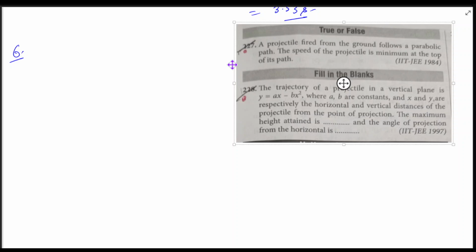Okay, perfect. Now, sixth is our true false, so it should be easy. A projectile fired from the ground follows a parabolic path. The speed of the projectile is minimum at the top of the path. So this is true, right? We know this is the basic of projectile motion, right? Okay, perfect. Next, the trajectory of the projectile in the vertical plane is given as this.